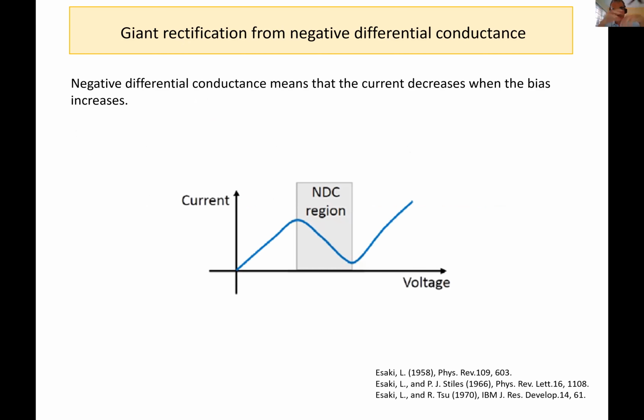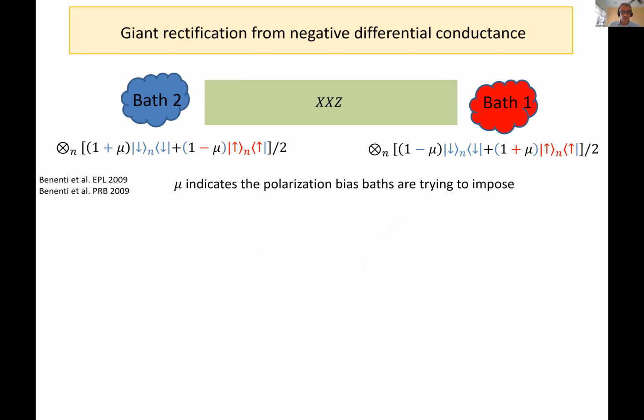What we thought of using is another effect that comes into play in interacting systems, which is negative differential conductance. This was first discovered by Esaki in the 50s and so on. What is negative differential conductance? Basically, you increase the voltage, but the current decreases. And this is a very important effect in all the electronics that we use. So what did we do here?